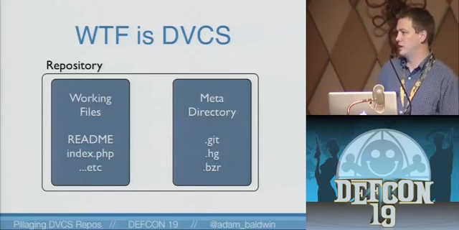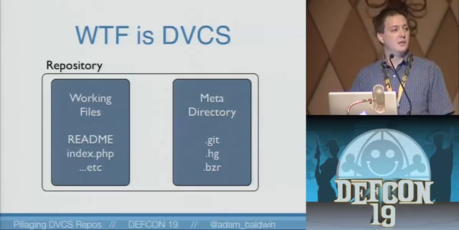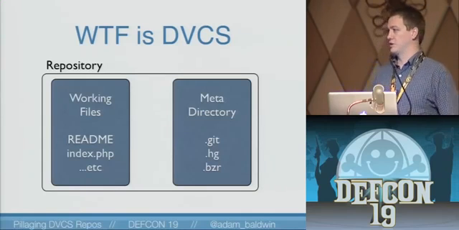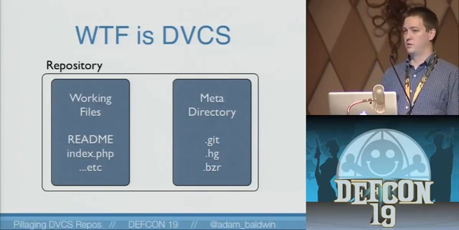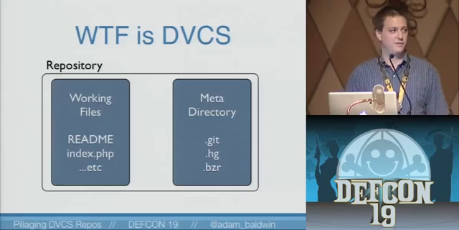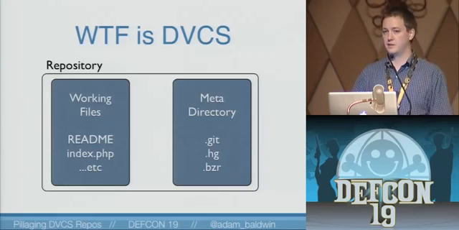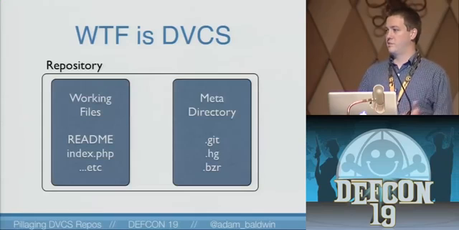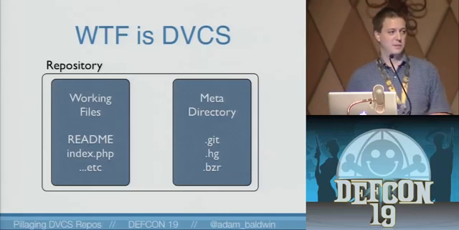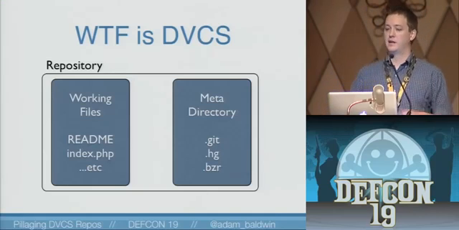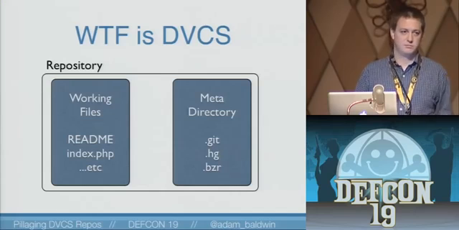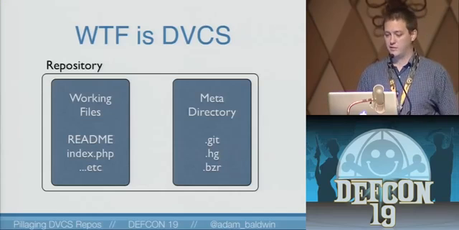So what is DVCS? For those of you who might not be familiar with what Git, Mercurial, or Bazaar are, they're distributed version control systems. They're source code management tools to keep track of revisions to files. They're basically made up of a meta directory and a working tree at a high level. The meta directory is what we're going to be talking about today. It contains a bunch of really juicy information.